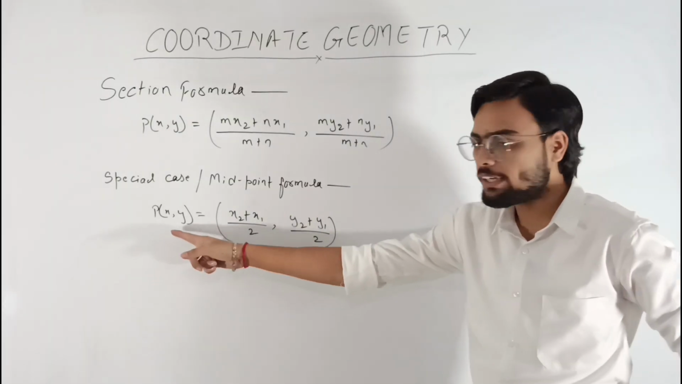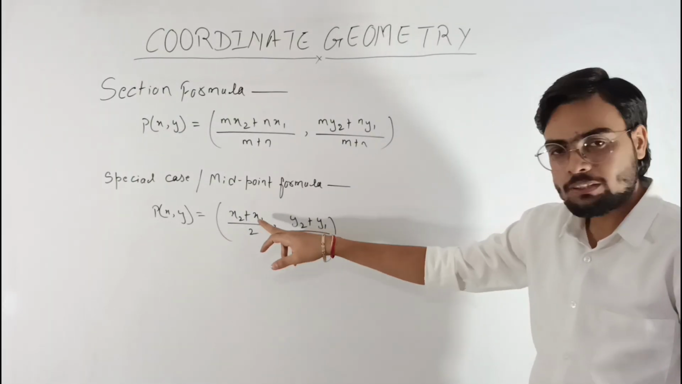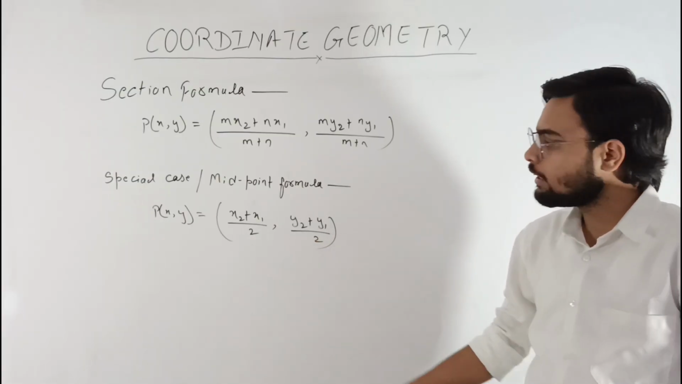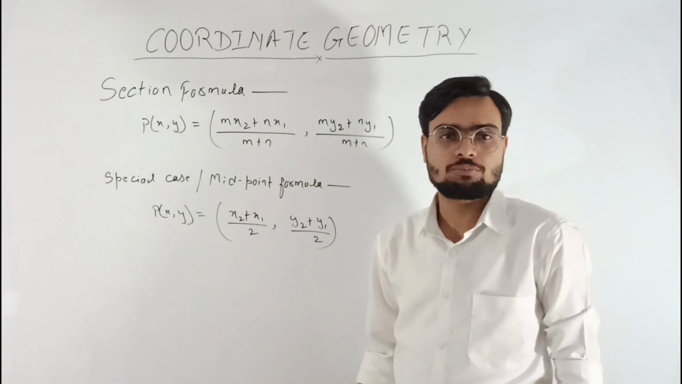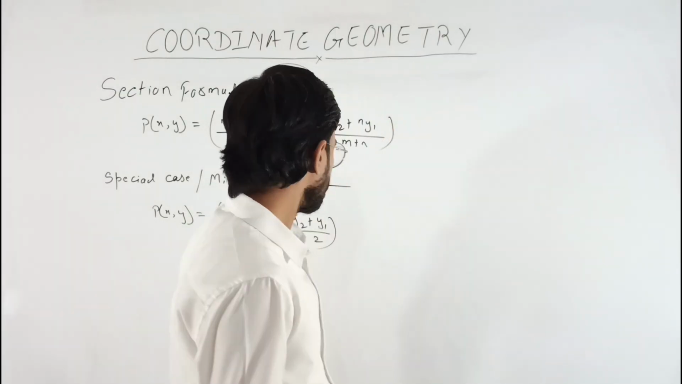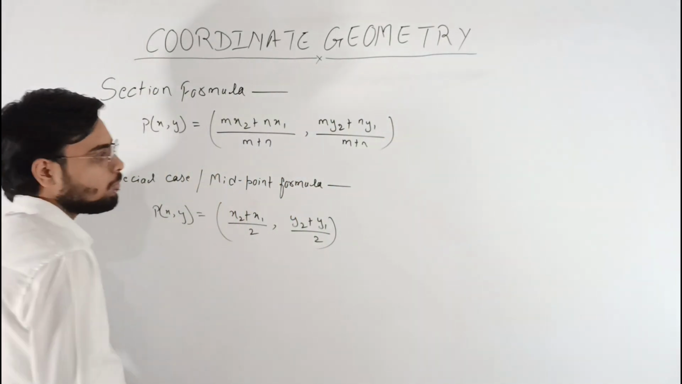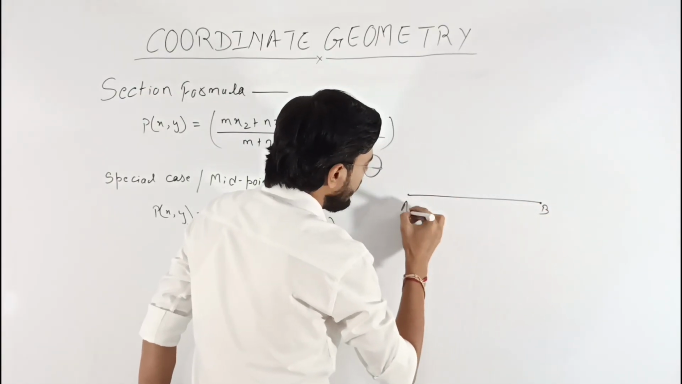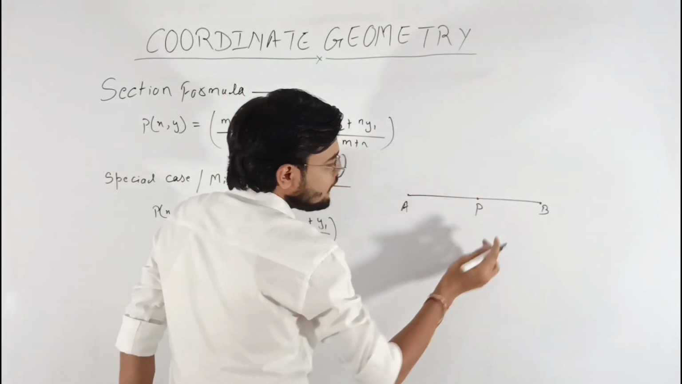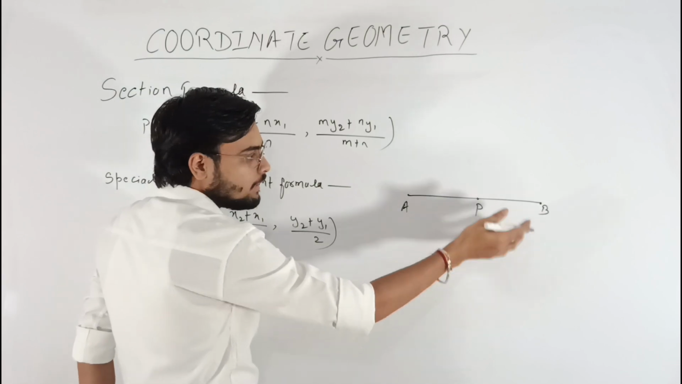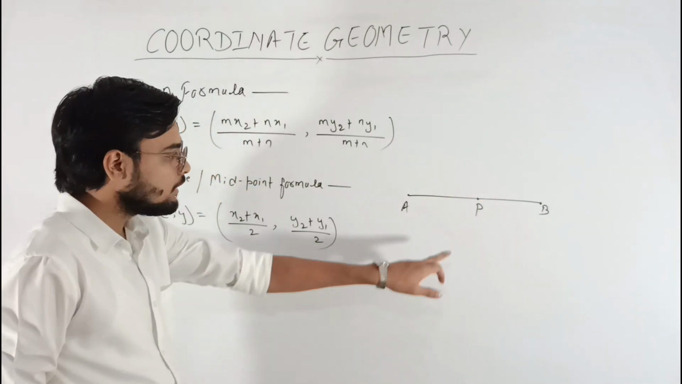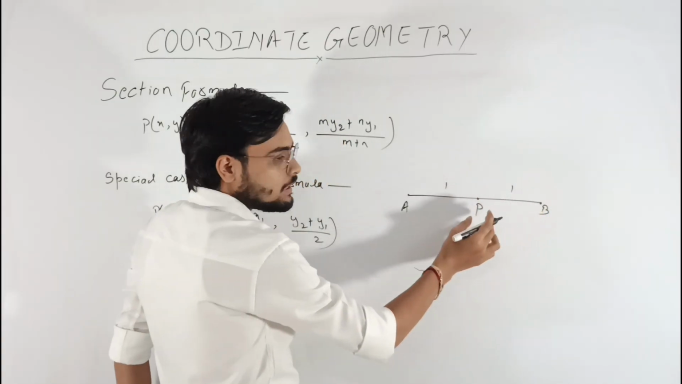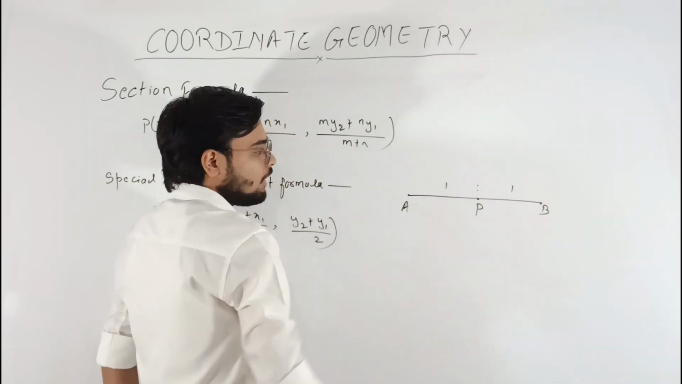This formula is what? Coordinates of P is x2 plus x1 upon 2 and y coordinate is y2 plus y1 upon 2. This formula is derived from the original section formula. Look how. So suppose this is my line AB and this point P is the midpoint. This point P divides this line AB such that P is the midpoint, which means the ratio is 1 is to 1. If P is midpoint, the ratio is 1 is to 1.